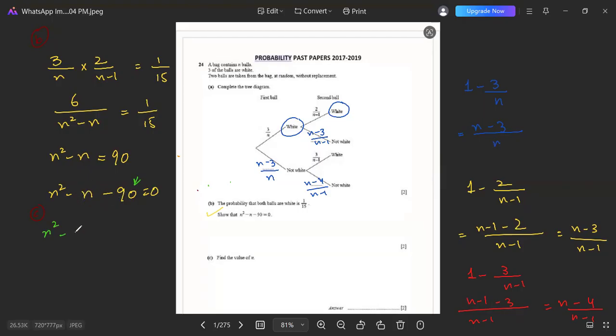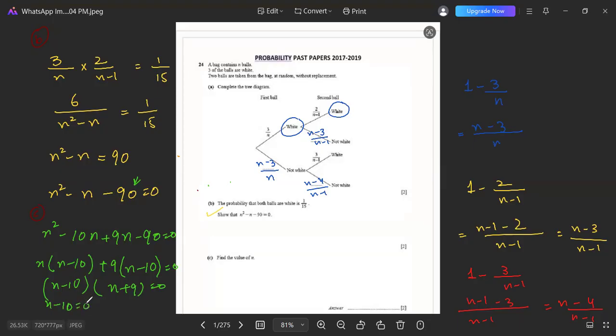10 negative 9 will be 1 as well. So negative 10n, positive 9n, negative 90 equals 0. From the first two terms, you can take n common and we have n minus 10 over here. From this, we can take 9 common. Again, we have n minus 10, like 10 times 9 is 90. Take n minus 10 common and what we are left with is n plus 9. Put them both one by one equal to 0 and you're going to have the values for n.